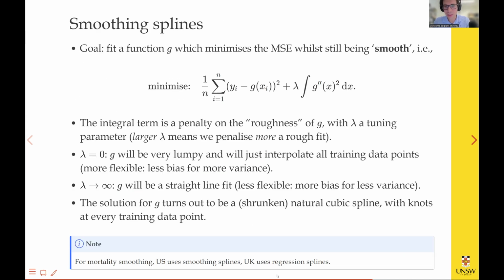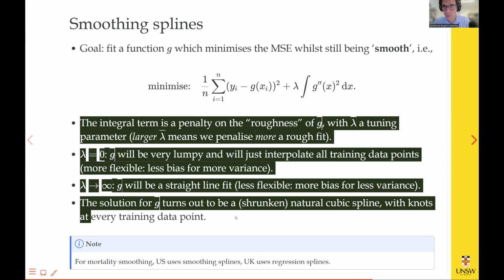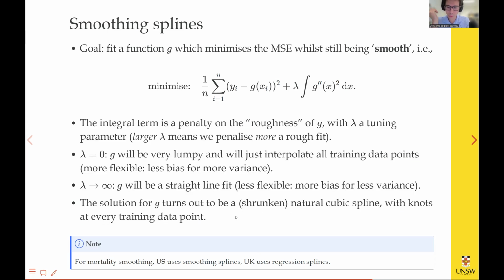Okay, so again, the solution is a natural cubic spline, but careful with knots at every single training data point. Recall that for a spline, you need to pick knots, the breakpoints at which the equations change, the fitted parameters of the cubic spline change. But here we're saying the knots are actually every single x data point.